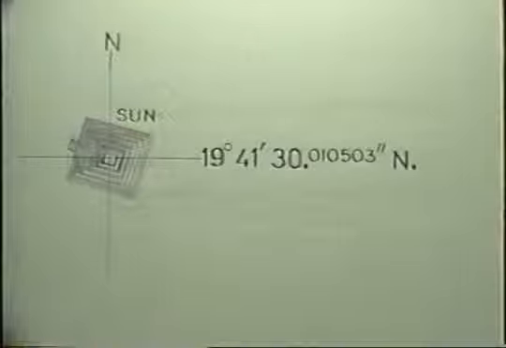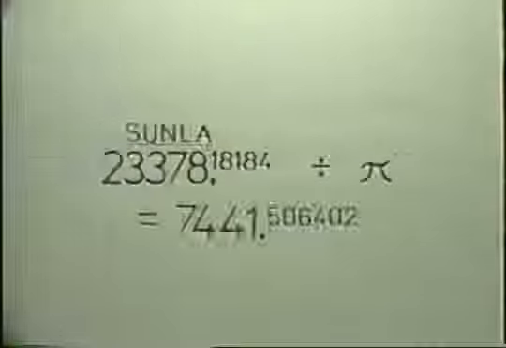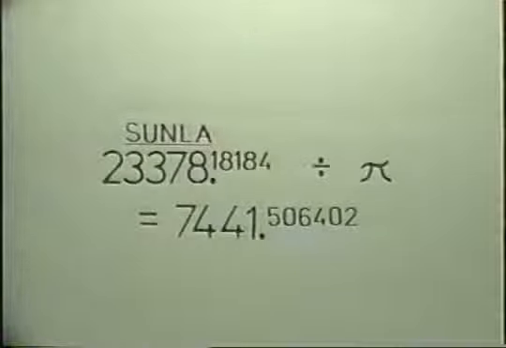And the Sun finally speaks. I'm a pi multiplex, and I will show anyone why I am where I am, if they know my language. As for the matrix proper, the Sun addresses it from its grid latitude of 23,378.18184. The access key is, of course, pi. Divide it by pi itself, and we find the 7441.506 square foot area of Stonehenge.